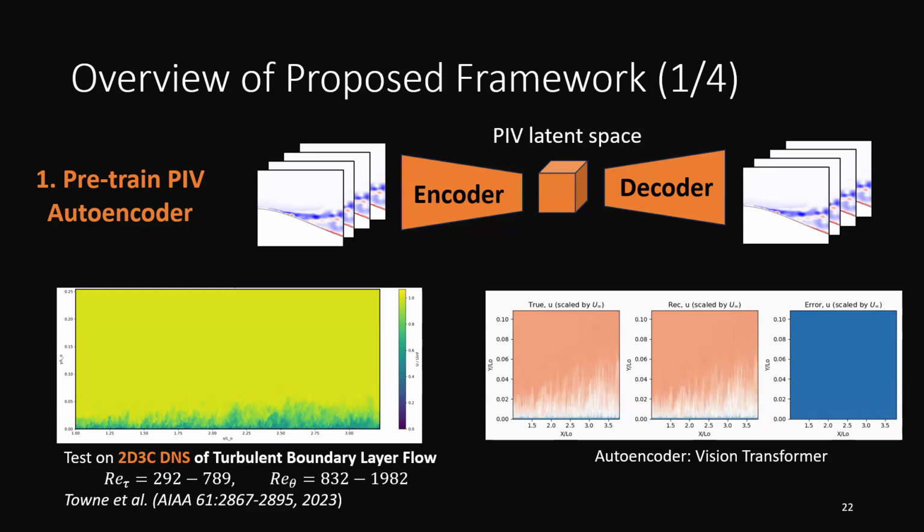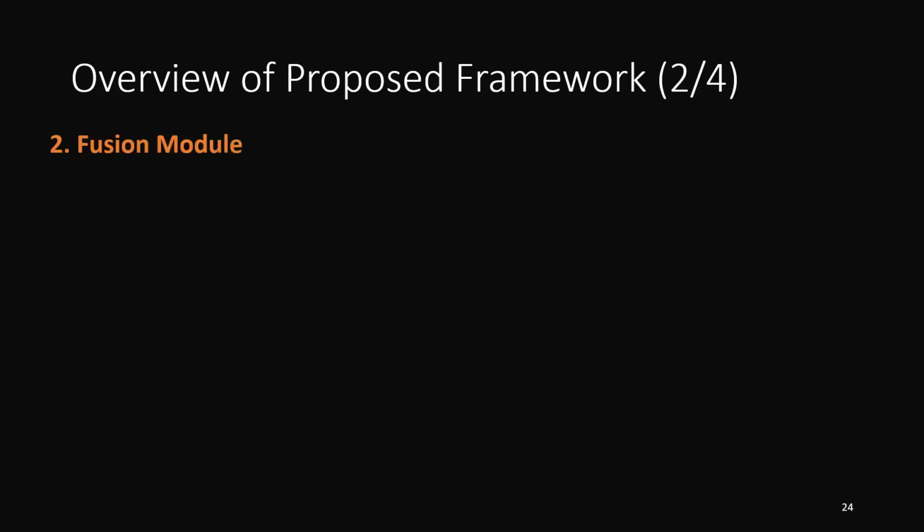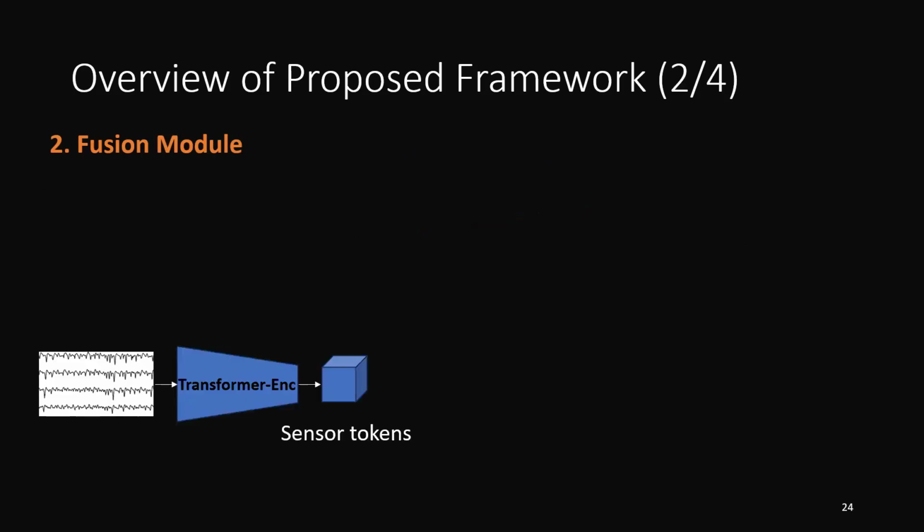So now we have an embedding, a latent representation of the PIV, and it's a nonlinear basis. Hopefully, the features are more interpretable than before. And now we've got to fuse the sensor information to the PIV space. So we first process the sensor signals, which we didn't before, by the way. We pass them through a transformer encoder, and we get a token representation of the sensors. It is an abstract representation of the processed sensor time series.